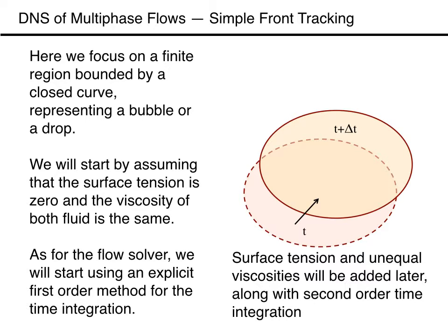Here, we will use a particularly simple data structure and represent the interface by ordered marker points. While this results in a loss of flexibility, it works well for simple problems and provides a straightforward introduction to the use of connected marker points to advect interfaces. We'll start by implementing the approach for flows where the only difference between the different fluids is the density and where surface tension is zero. We'll also use a first-order time integration as we used for the flow solver. Surface tension and different viscosities, as well as higher-order time integration, will be added later.